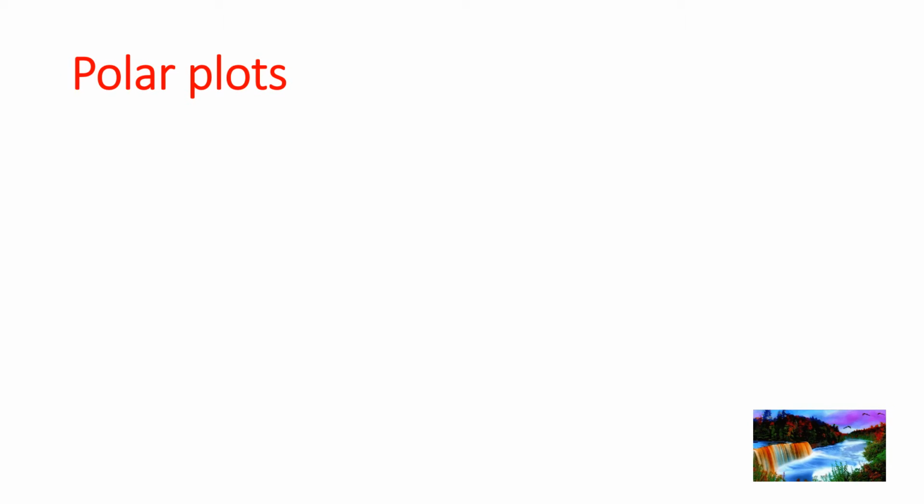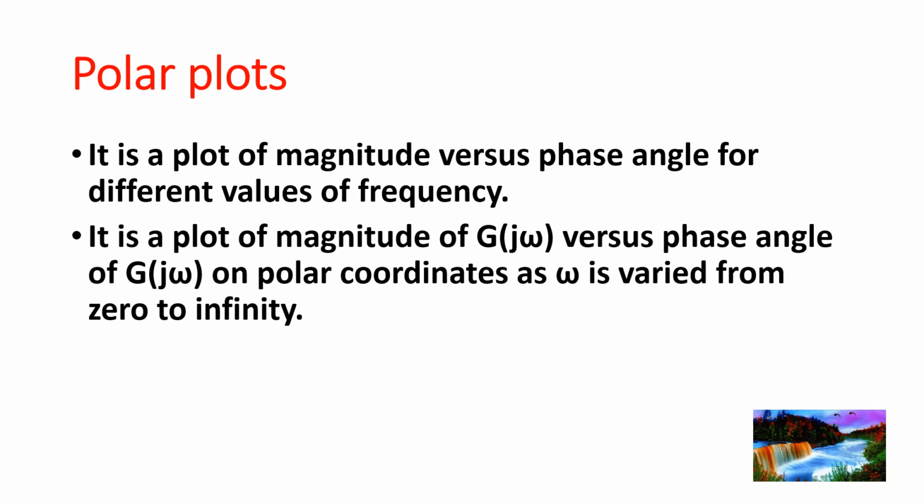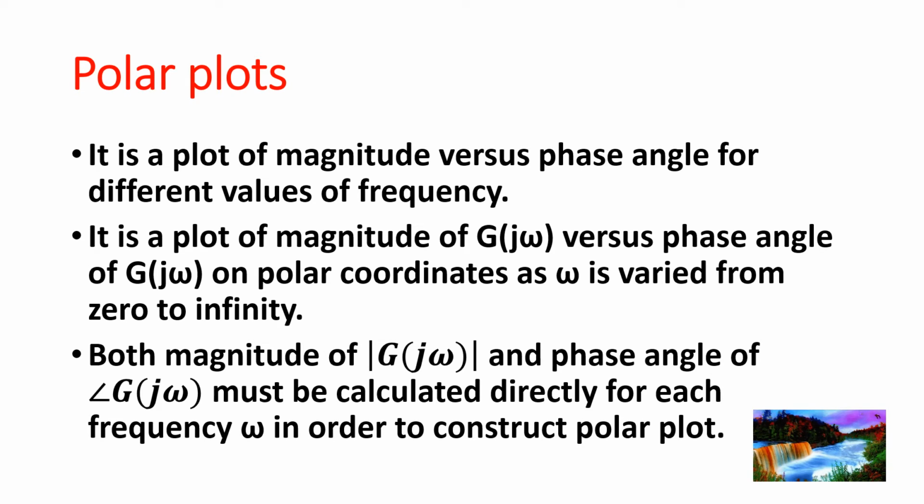Polar plots. Polar plot is a plot of magnitude versus phase angle for different values of frequency. It is a plot of magnitude of G(jω) versus phase angle of G(jω) on polar coordinates as ω is varied from 0 to infinity. Both magnitude of G(jω) and phase angle of G(jω) must be calculated directly for each frequency ω in order to construct polar plot.